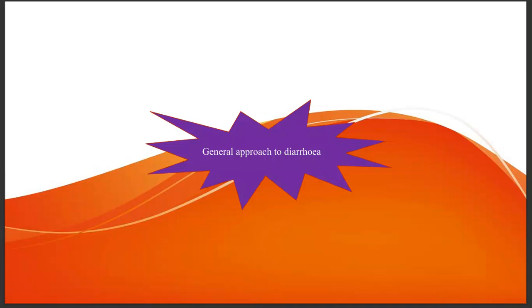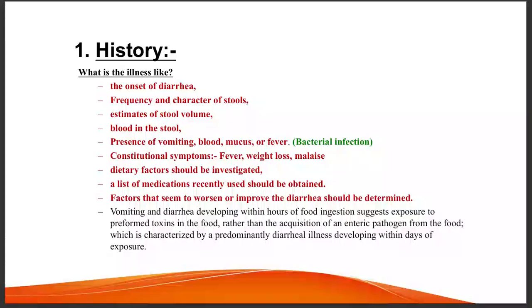So, what is a general approach to managing a patient that has got diarrhea? So, you have to take a history. Okay. So, I need to find out the onset of the diarrhea so that you can put it, is it mild, moderate, or severe? The frequency and the character of the stool. Okay. How many motions is this person having in a day?